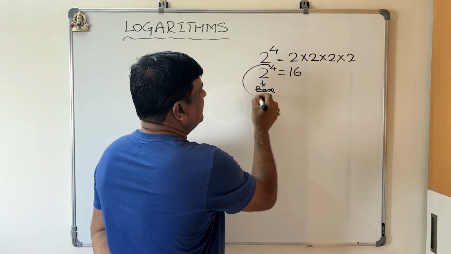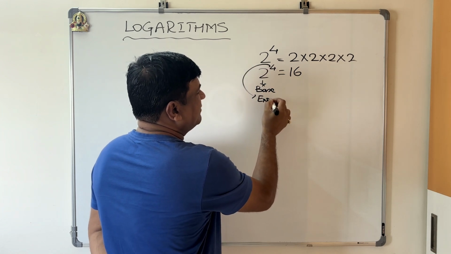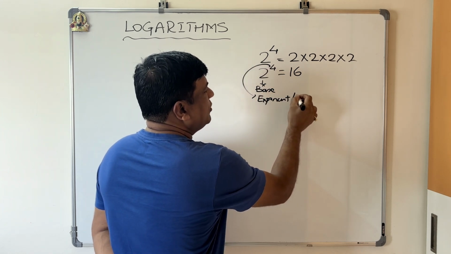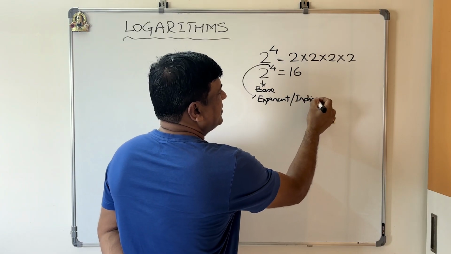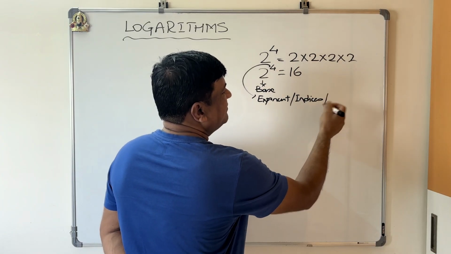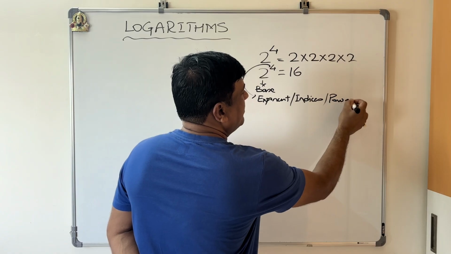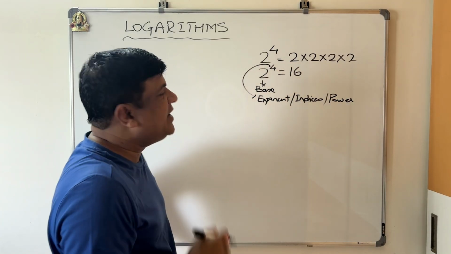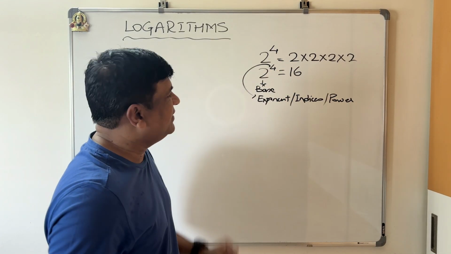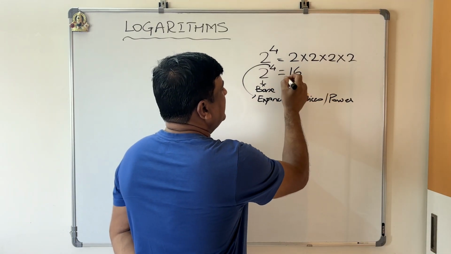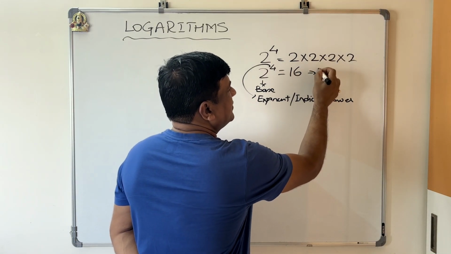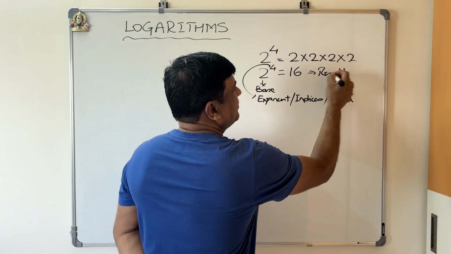This we call an exponent, or we call it indices, or we call it a power also. All of them mean the same. 2 to the power 4 gives me 16. And what is this one? This is your result. You get a result.